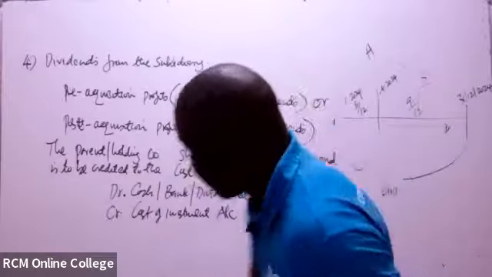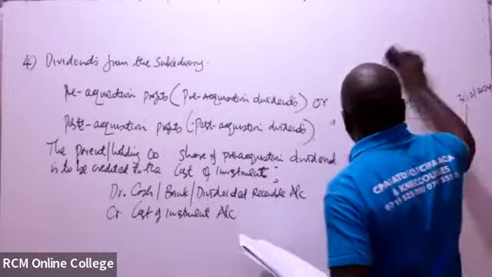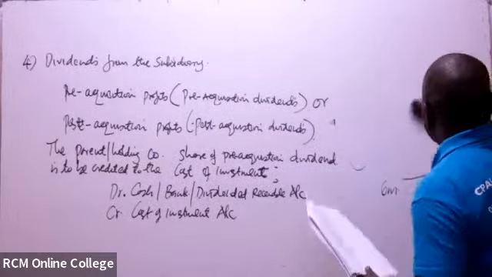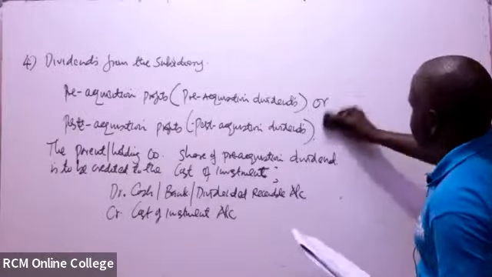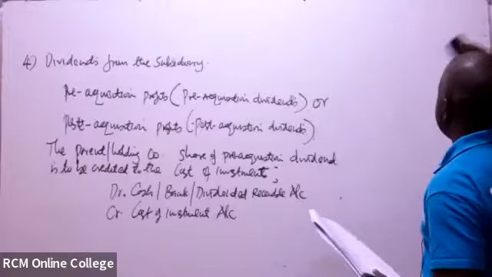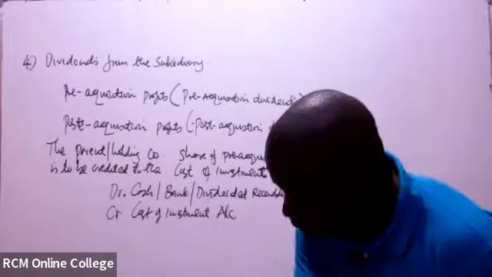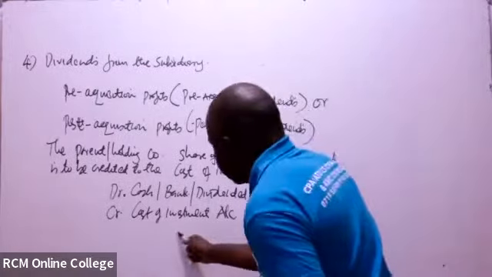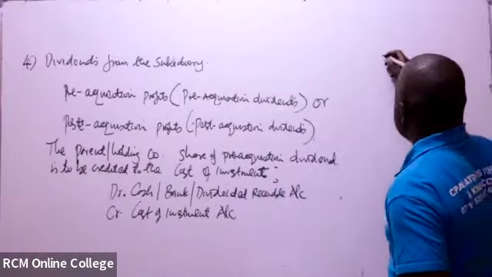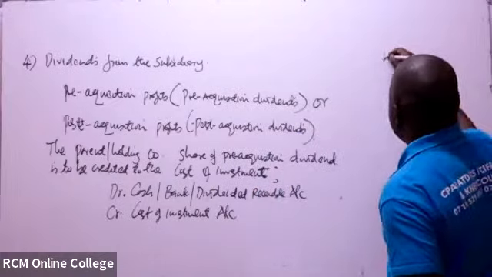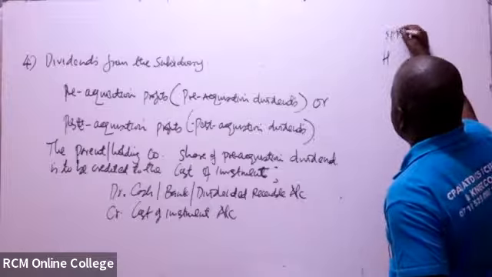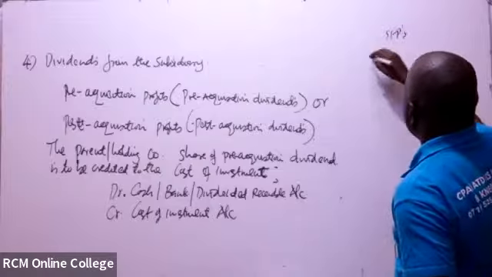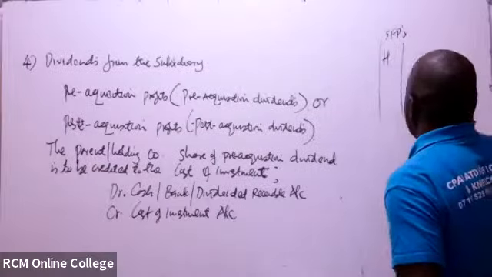There'll be something you'll likely be given. You'll likely see something like this in what you'll be presented with. This cost of investment will likely appear. So in this case, the accounts for the holding company, in fact, it will likely be the statements of financial position for the two companies. You'll see something like this in the question.